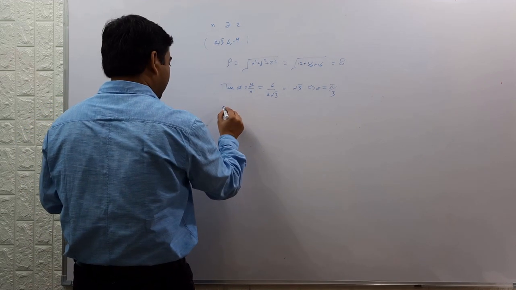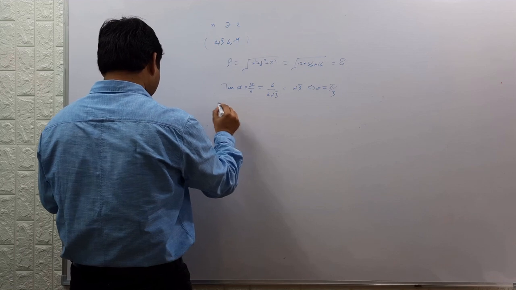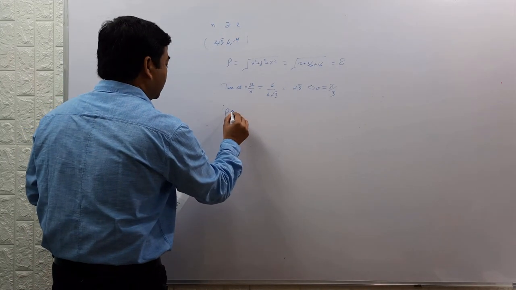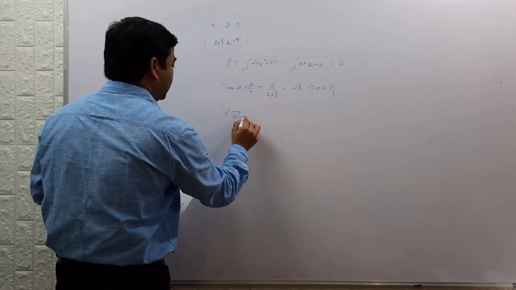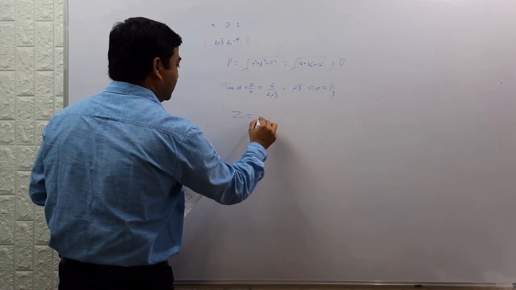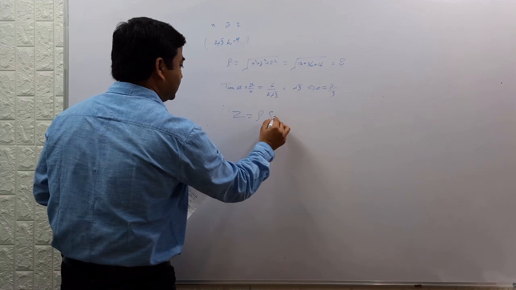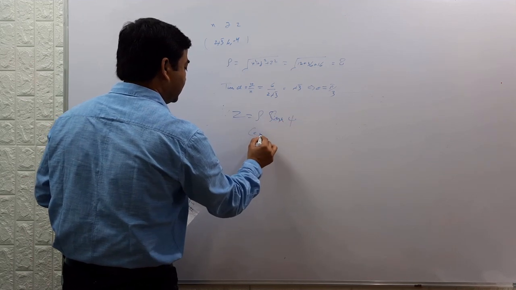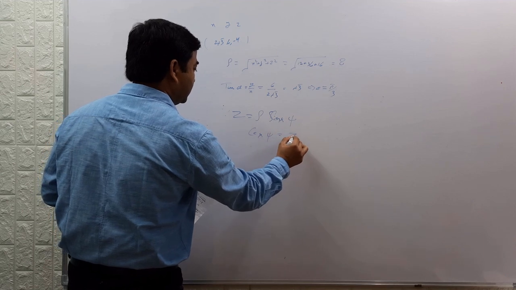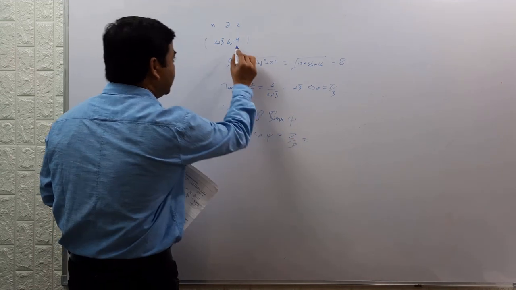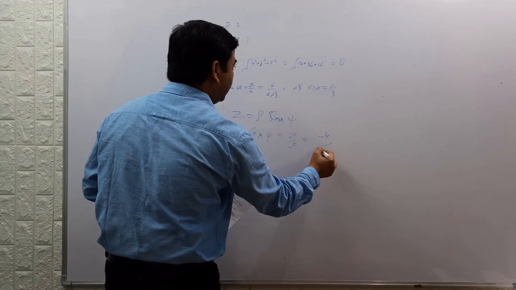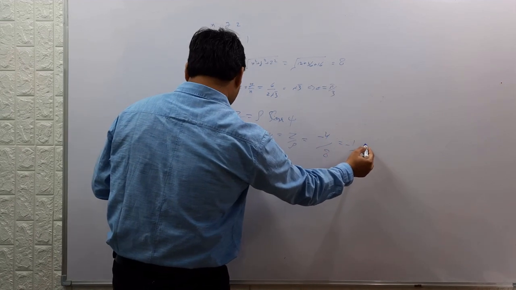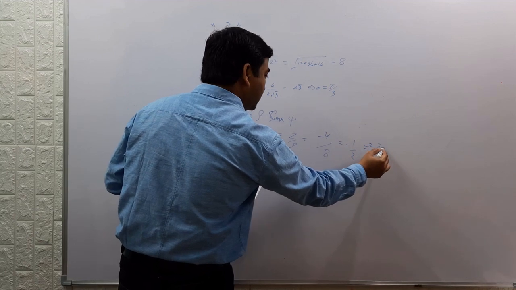And third is psi. We know z is equal to rho cos psi. Cos psi is equal to z by rho. Z is -4. Rho is 8. This is -1 by 2. So psi is 2 pi by 3.